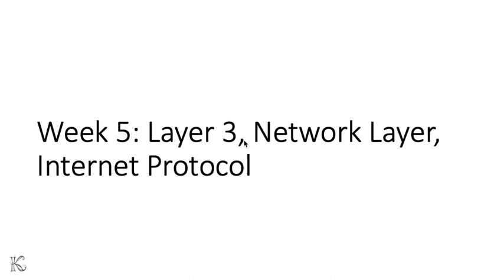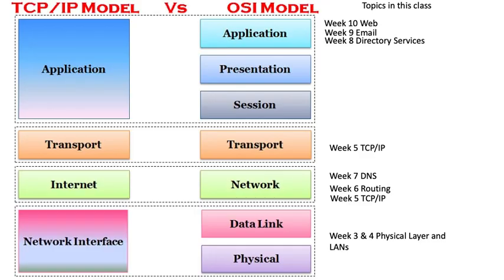All right, today we're going to be talking about layer 3 of the OSI model, specifically Internet Protocol version 4. In terms of where we're at in our course, we are in week 5, and so in the OSI model we're talking about the network layer, or if we were talking about the DoD TCP/IP model, we would be talking about the internetwork layer.